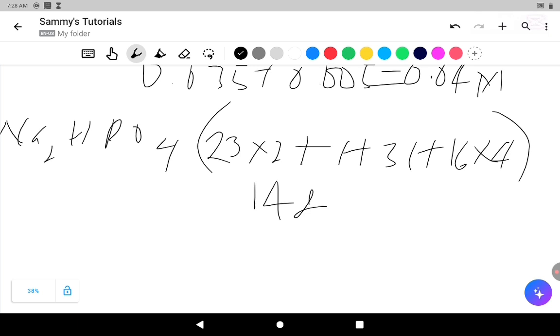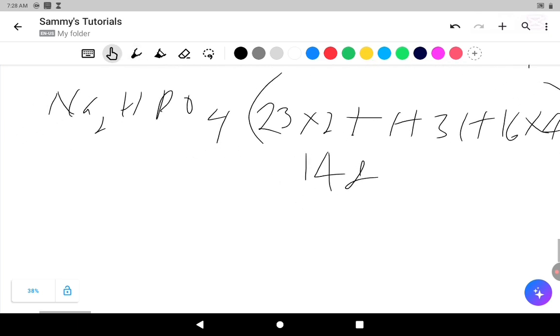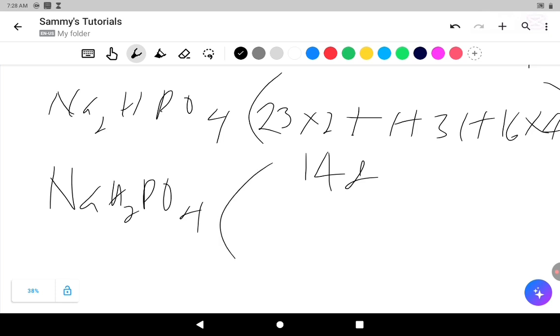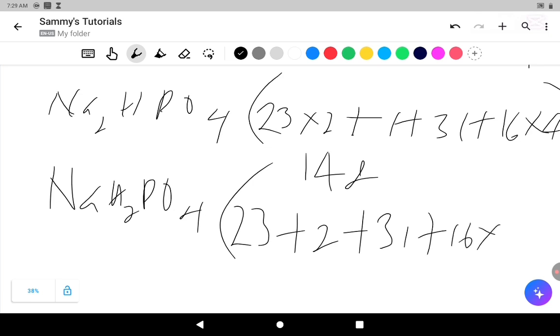Then let's do for the other one, which is the monosodium dihydrogen phosphate buffer. How do we do this? Sodium is 23. There's no 2 to multiply here. Plus hydrogen is 2, that means 1 times 2 is 2. Plus phosphorus is 31. Plus oxygen, the same thing, 16 times 4.